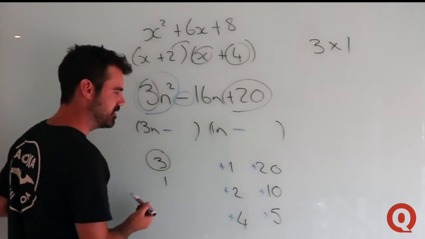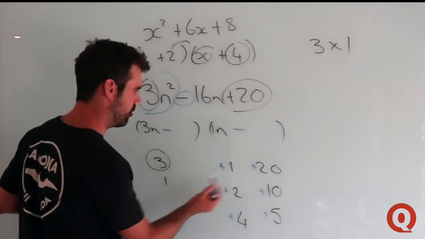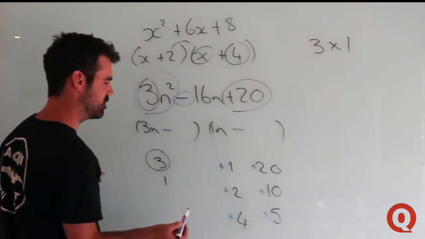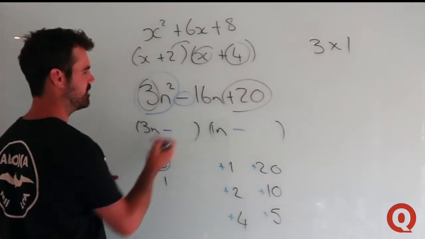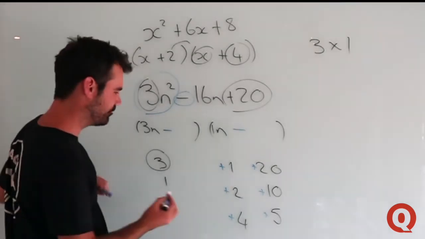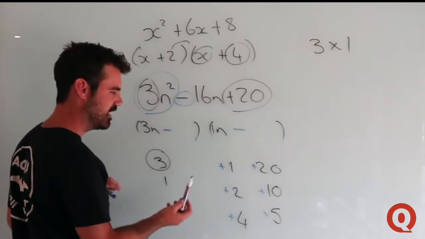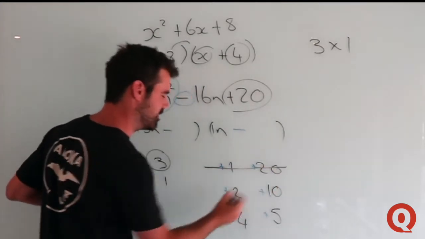So this 3 all of a sudden is going to come into play. So if I said 3 times 1, that would give me 3, and 1 times 20, so that's 3 and 20. Is that going to give me a negative 16? No, it's not. It's going to give me negative 70. Let's try something else. I can't do 3 times 20, because that's going to be 60, and I'm never going to find the right answer, so we can cross that one out.